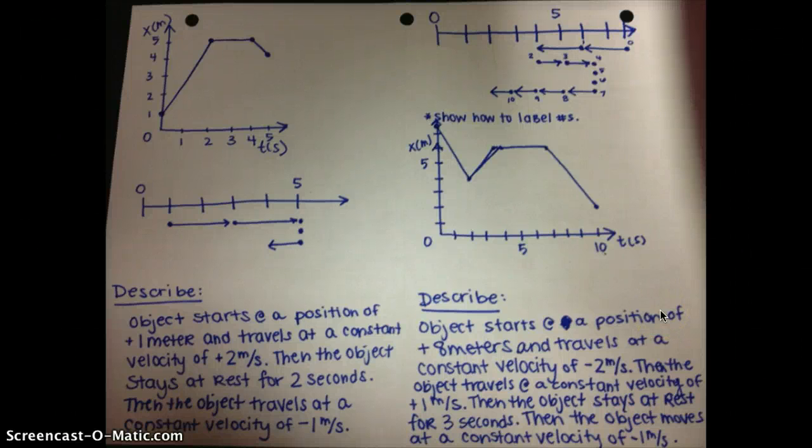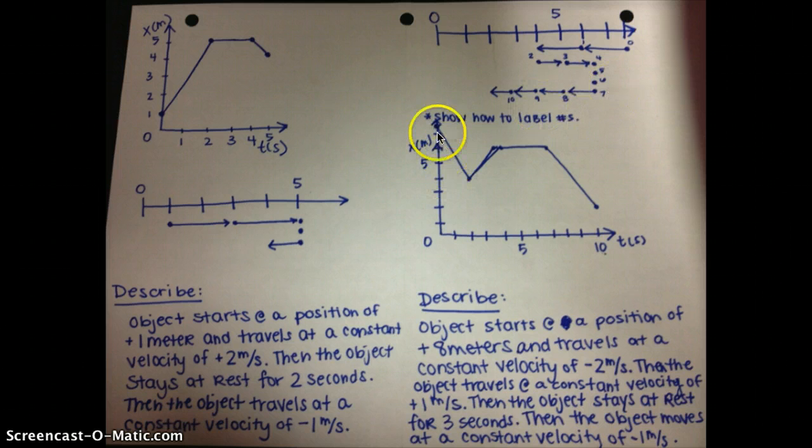For the second example, I start with a motion map. And so the motion map I show them is right up here. The first thing I tell my students to do is to label each dot as 1 second, because the dot and the arrow together represent a 1 second time interval. So starting at 0, 1, 2, 3, 4, 5, 6, 7, 8, 9, 10. So we have a total of 10 seconds here.